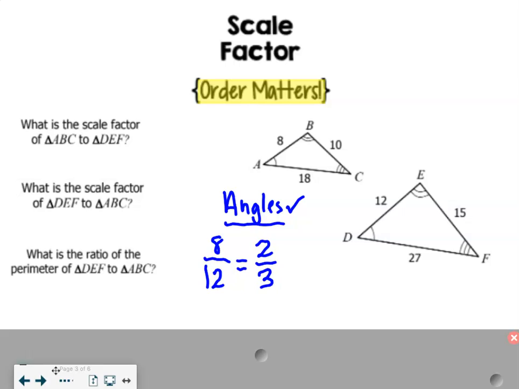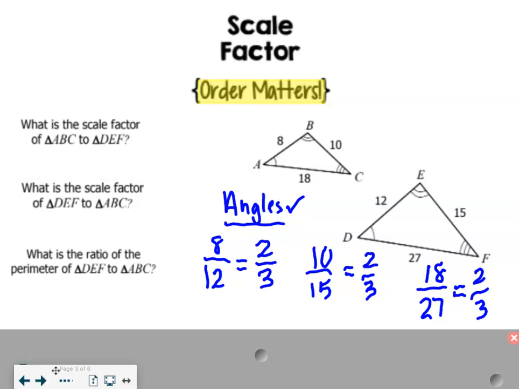Now let's check our medium side. My medium side here is 10. What's my medium side out of these three? 10 and 15. How does that reduce? So far, so good, because if these don't match, then they're not similar. So far, everything's working out. And then our last one, 18 over 27. Does that reduce to 2/3? Yes, because 9 goes into both. All right, so now these are similar because our angles are congruent and our sides are proportional.